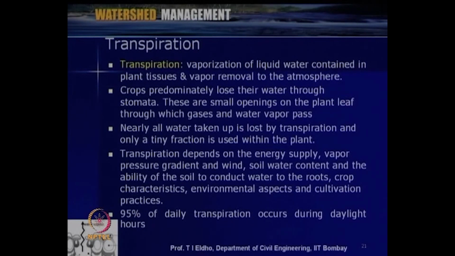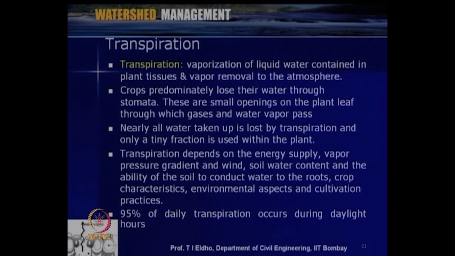periods. Then another important hydrologic process is transpiration. Transpiration is the vaporization of the liquid water contained in the plant tissues and the vapor removal to the atmosphere. Since most of the land surface is covered by vegetation, the transpiration varies accordingly. The crops predominantly lose their water through stomata.